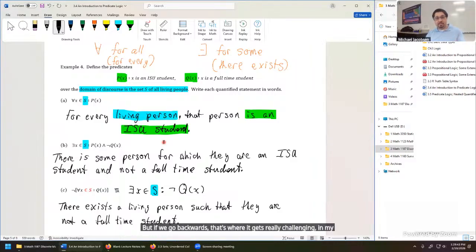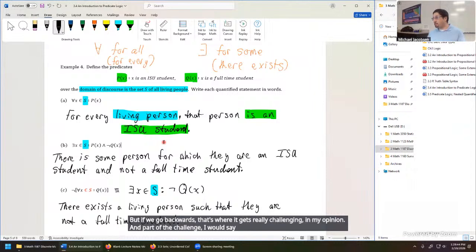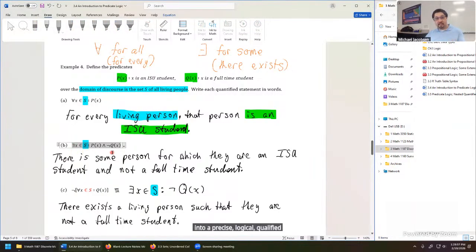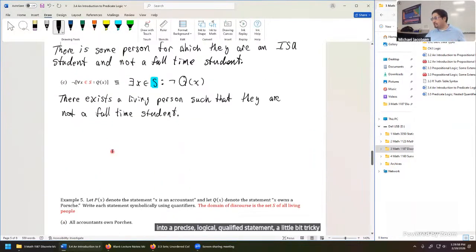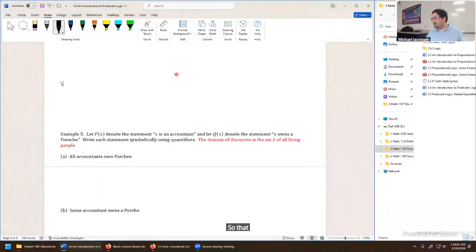And part of the challenge, I would say, is just the way English language, or really any language, works. There's always a little bit of vagueness in language that makes going from an ordinary statement into a precise, logical, quantified statement a little bit tricky. So that's what we're going to do next.